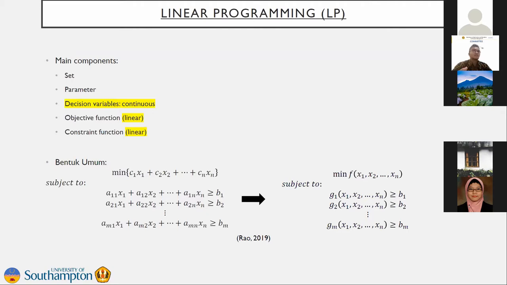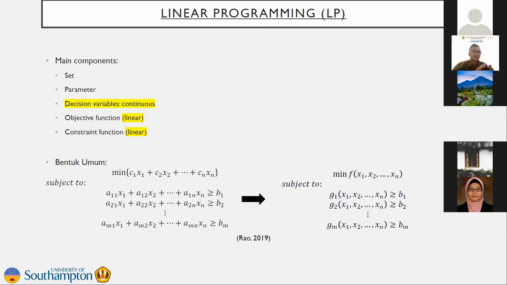linear programming. Linear programming is the use of mathematical notation. And as you can see, this is the general form of linear programming. The point is there are several basic components. The first one is a set. I will use an example so that it will be clearer. The second one, we have parameter.